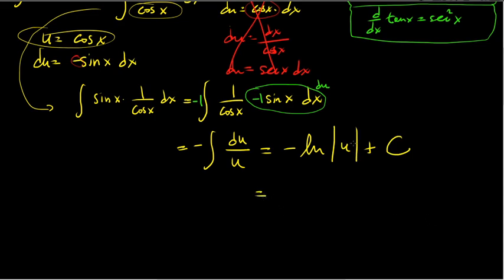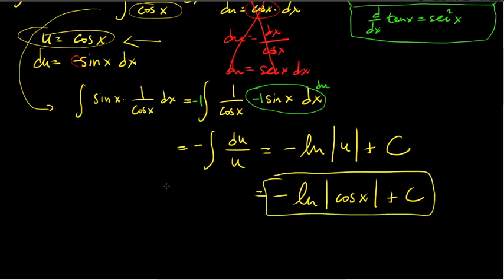But what was u? u was, way up here, cosine of x. I was going to do it all at once, but do it in 2 stages. So there we go. There's the integral of tangent x. It's negative natural log of absolute value of cosine of x plus c.